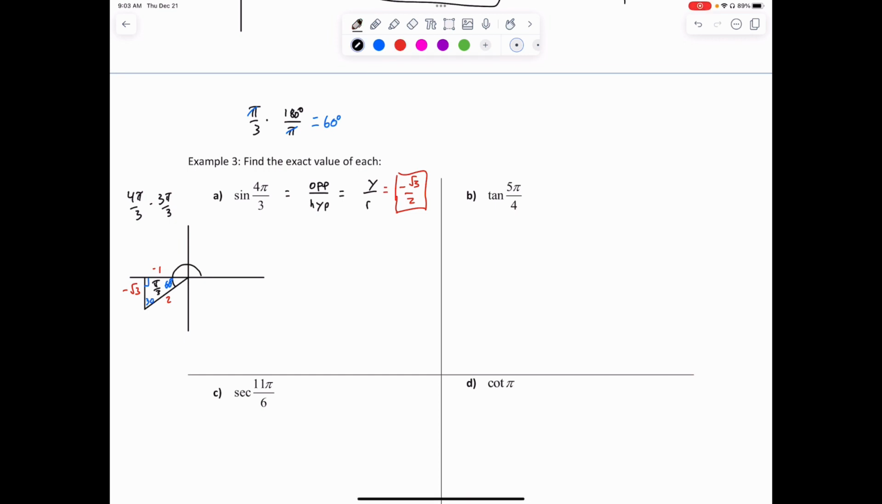Moving on to tangent, we'll proceed similarly. Set up an axis to help you sketch a picture. 5 pi over 4 is a little bit more than 4 pi over 4. So we're looking at an angle down here with a reference angle of 5 pi over 4 minus 4 pi over 4, which is left with pi over 4. So I have a reference angle of pi over 4 here.